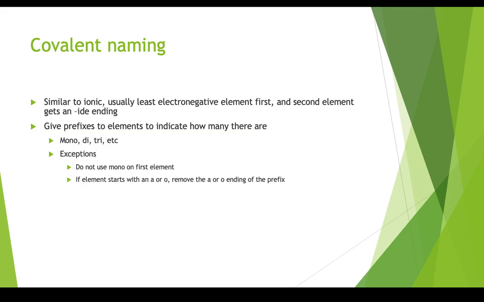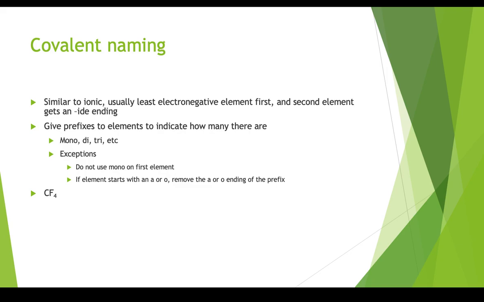For instance, if you only have one of the first element, you don't put mono as a prefix on that. Additionally, for any element that starts with a vowel, really an A or an O, we're going to remove the A or the O ending of the prefix. And we'll see a couple of examples that involve these exceptions.